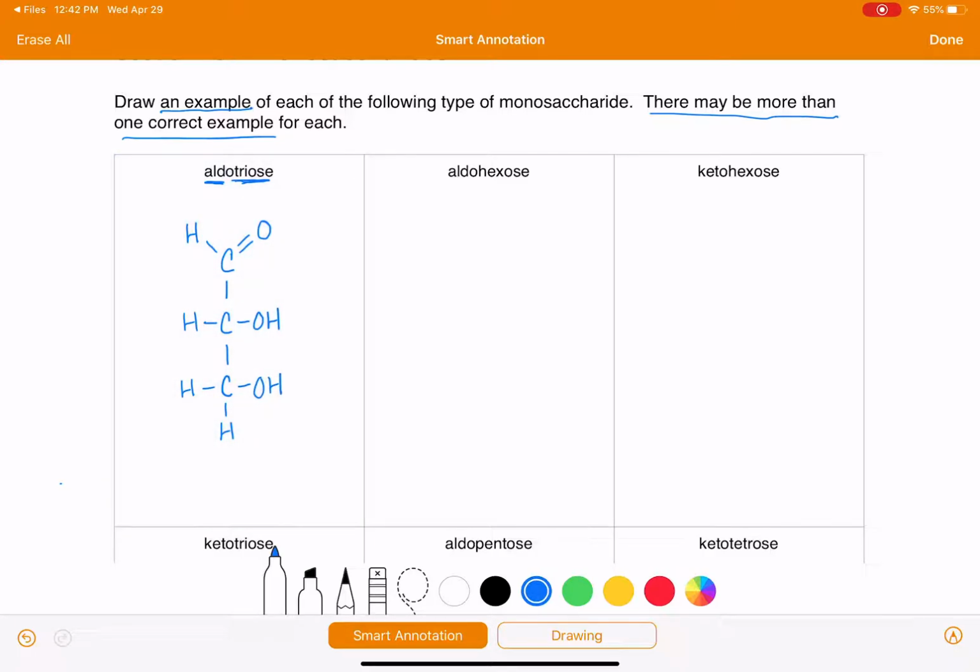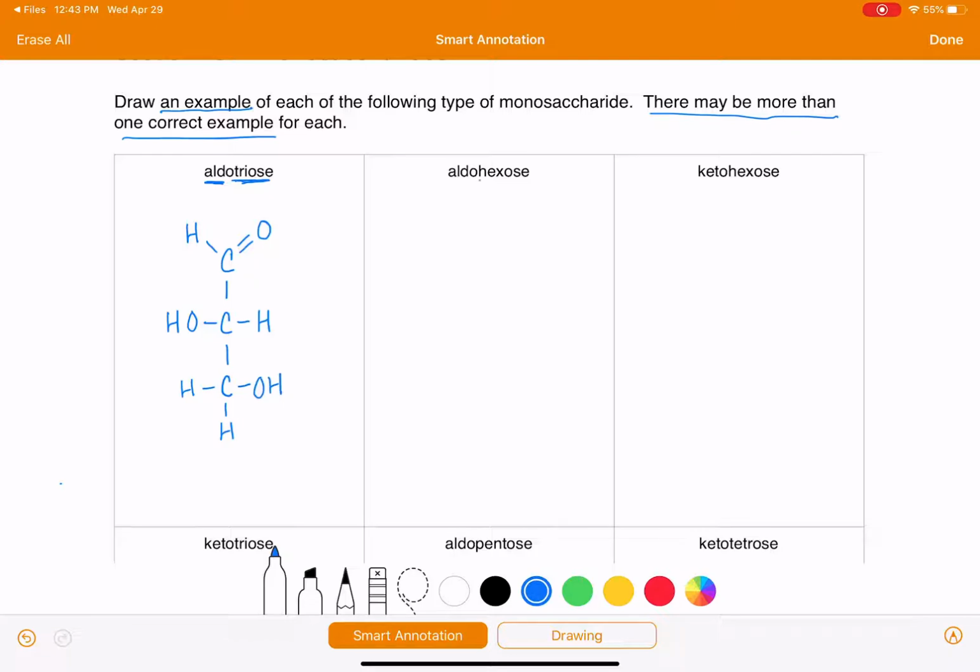And that's it. Now, in terms of, is there more than one correct example? Well, yeah, we could have drawn the OH in either the left side or the right side of the molecule. So I just drew 2 different versions of the aldo triose. So let's move on to the next one.